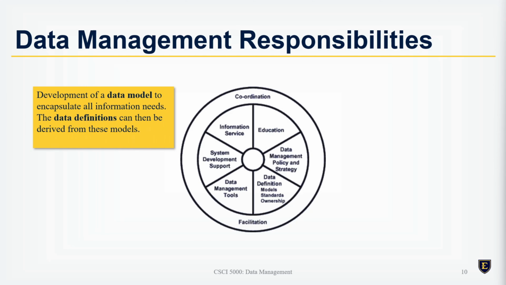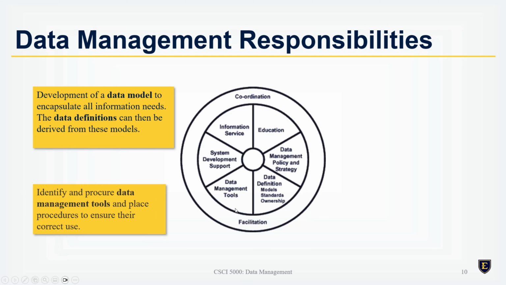So in this diagram, we see several things that I want to point out. The development of a data model to encapsulate all information needs, and the data definitions can then be derived from the data model. If we look here, we see a data model is located in this slice of this wheel. So we need a model, we need standards for the data that we have, and then we need someone to take ownership of that model or that particular set of data definitions. And like I said, it should be the corporate people, not the IT people.